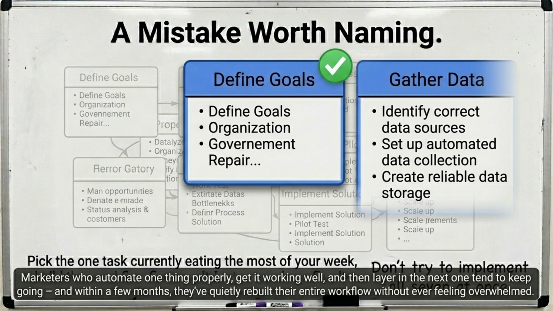Marketers who automate one thing properly, get it working well, and then layer in the next one tend to keep going. And within a few months, they've quietly rebuilt their entire workflow without ever feeling overwhelmed by the process.